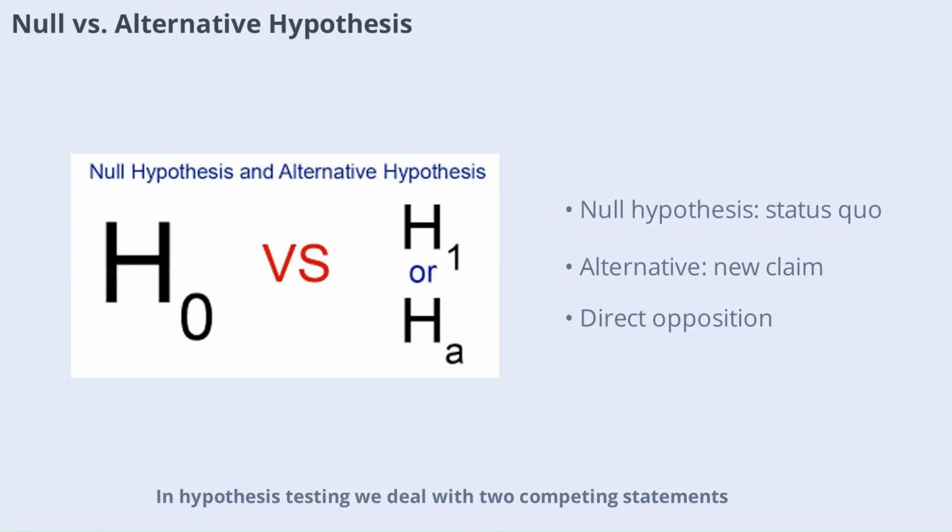In hypothesis testing, we deal with 2 competing statements. The null hypothesis H0 is the default assumption. Think of it as the status quo. For example, the company's claim that the new drug has no effect is the null hypothesis. The alternative hypothesis H1 or HA is the new idea or theory we want to test, such as believing the new drug actually lowers blood pressure.